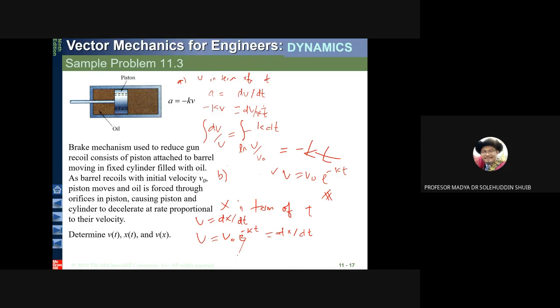So we get the integration of 0 to x, dx equal to V dot, and then from 0 to t, e exponent minus Kt dt, all right.